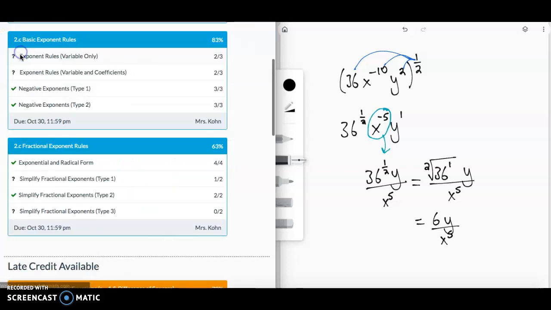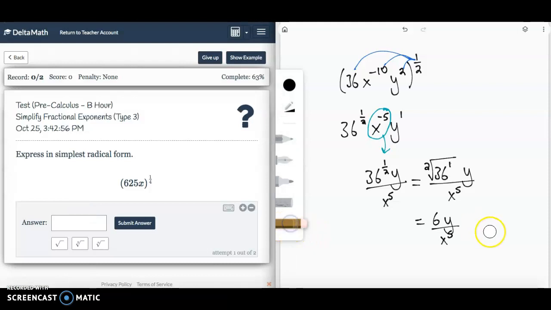Okay, let's go ahead and try simplifying fractional exponents type 3. I actually went through and deleted this part of it, so that's why you won't see this on your actual assignment, skipping the type 1. So we're just doing type 2 and type 3. All right, let's do it with this guy.